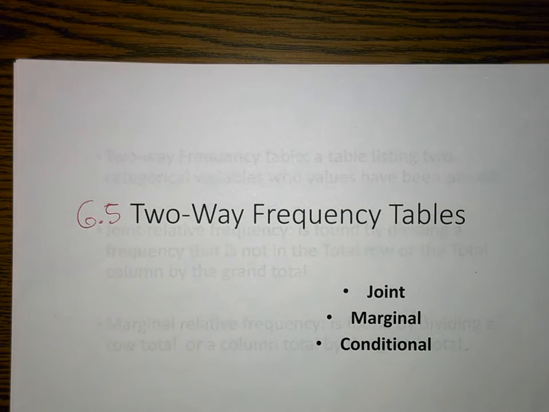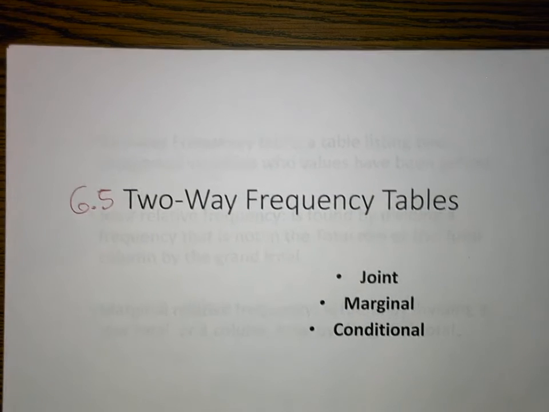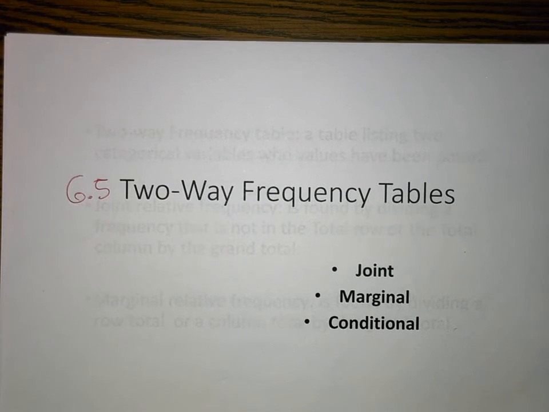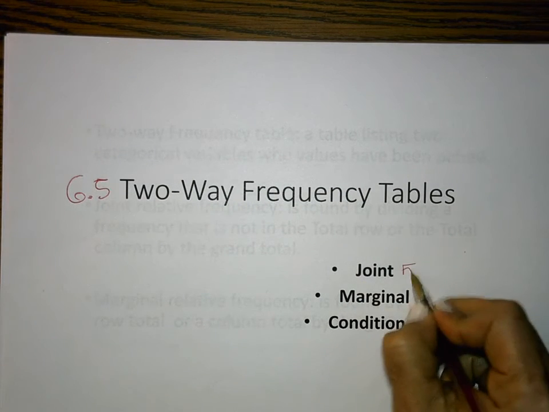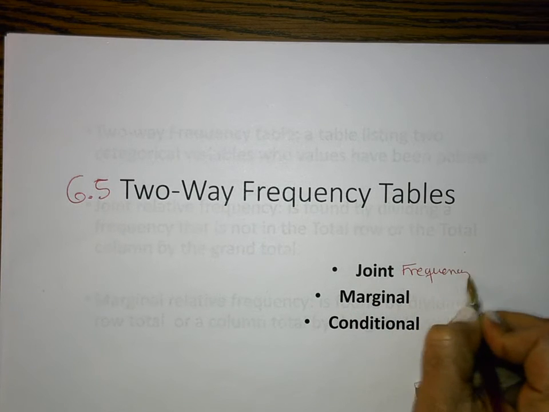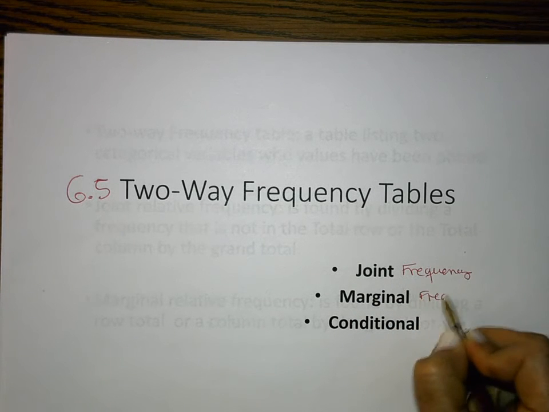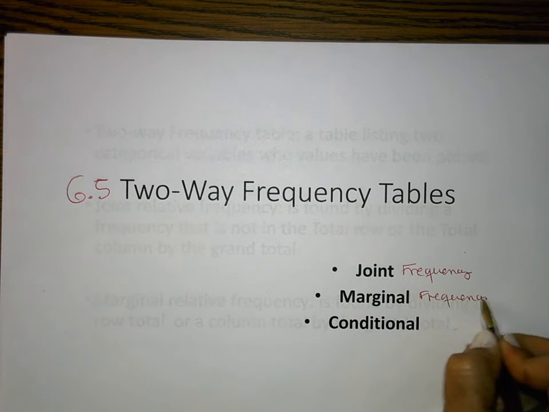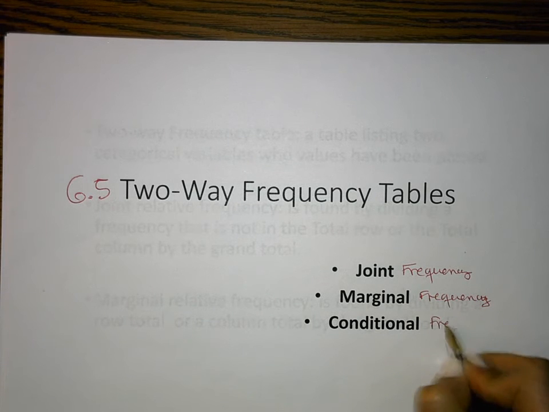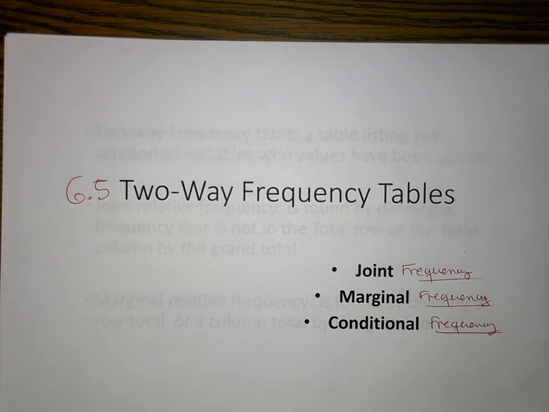Alright guys, here's the video for 6.5, two-way frequency tables. We are going to be talking about a few kinds of frequencies: the joint frequency, the marginal frequency, and the conditional frequency. They're all talking about frequency. We'll also be talking about relative frequency.